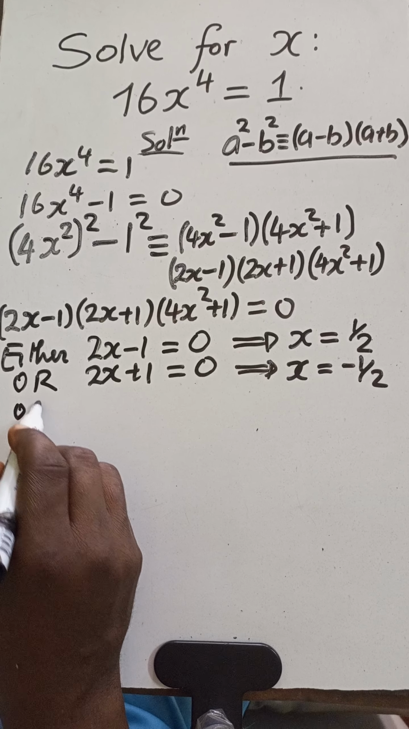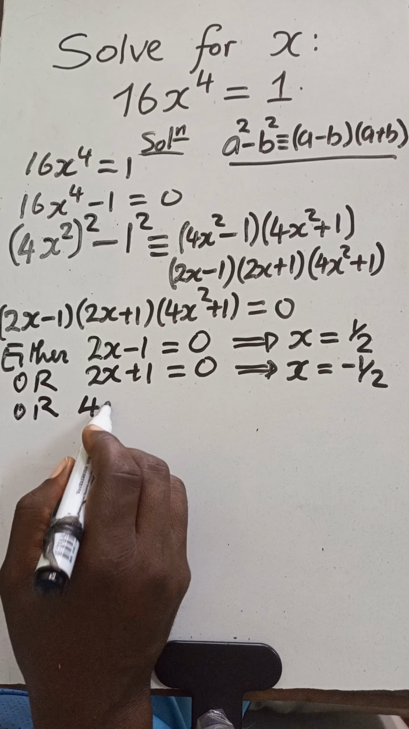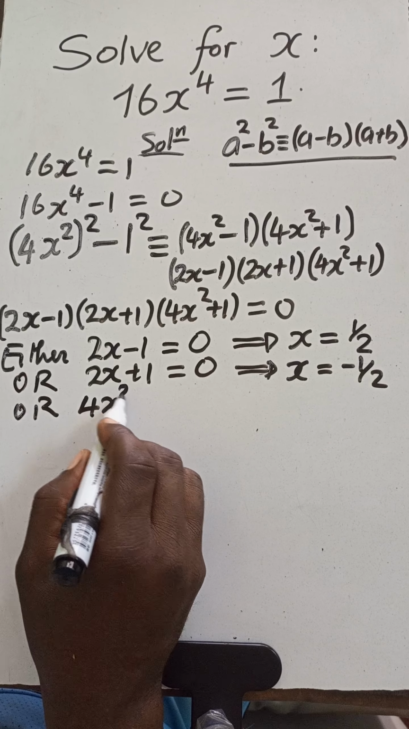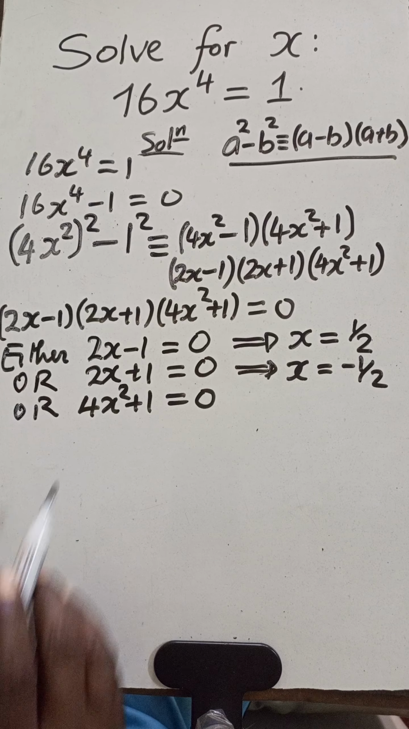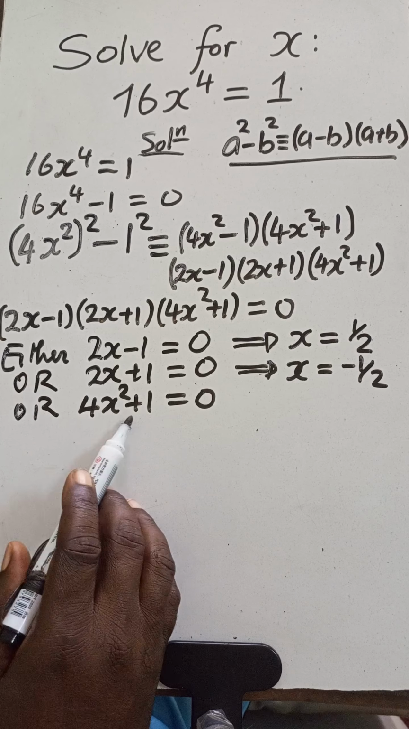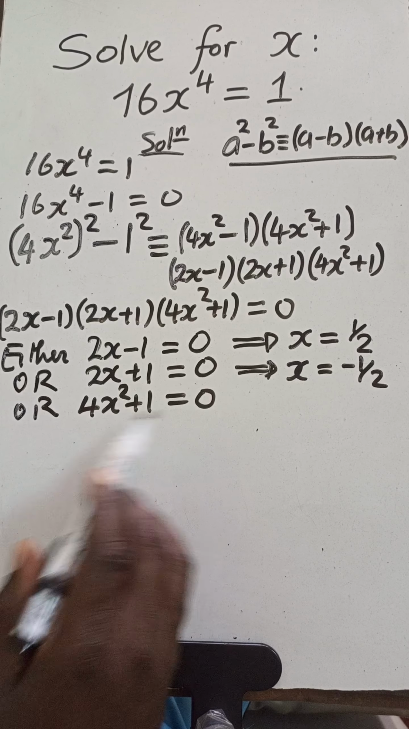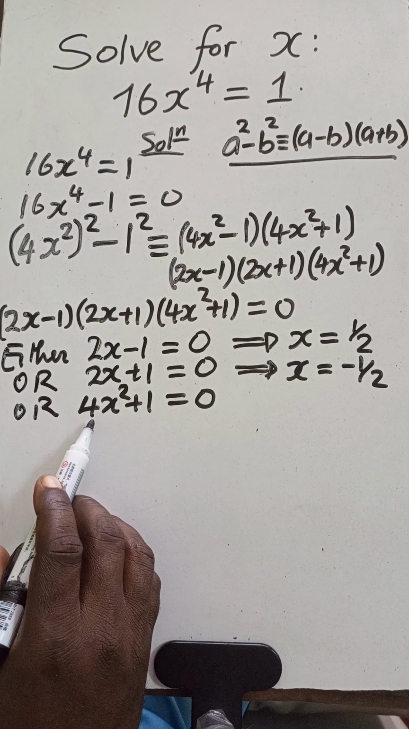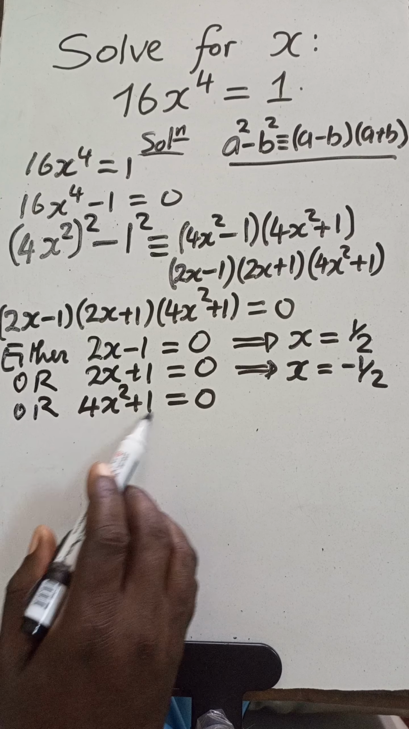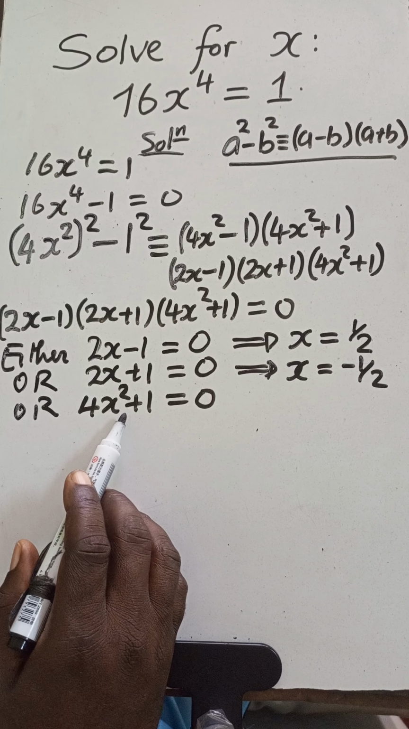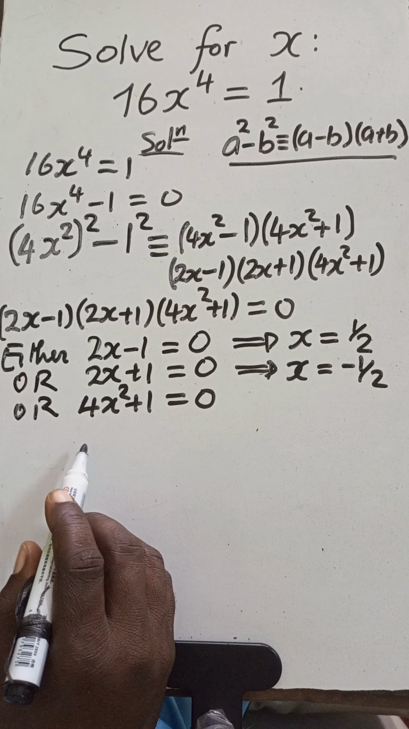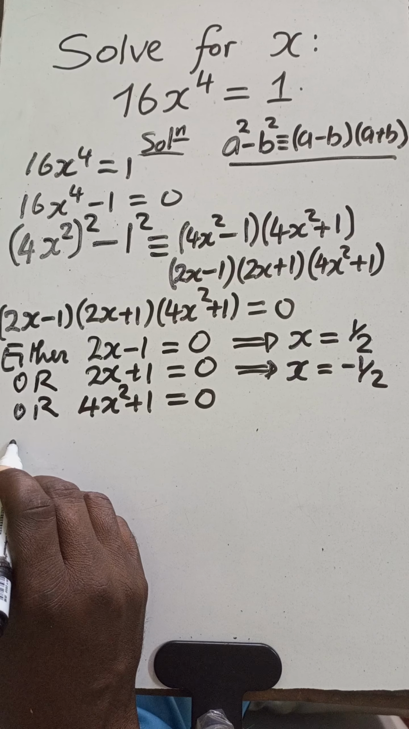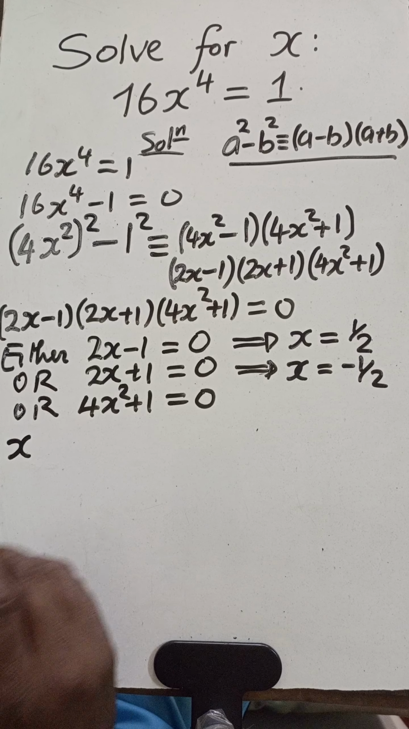Or 4x squared plus 1 is equal to 0. Now, look at this one. We have 4x squared plus 1 equals 0. It is a quadratic because it's a polynomial of degree 2. So we expect it to have two solutions. All right, so all we need to do is to use the quadratic formula. All right, we apply the quadratic formula.